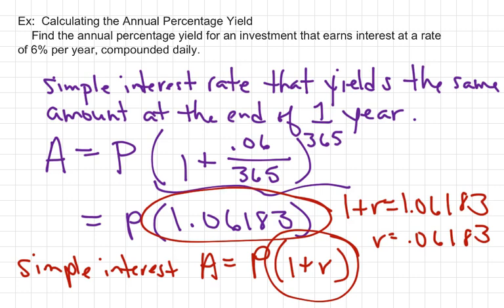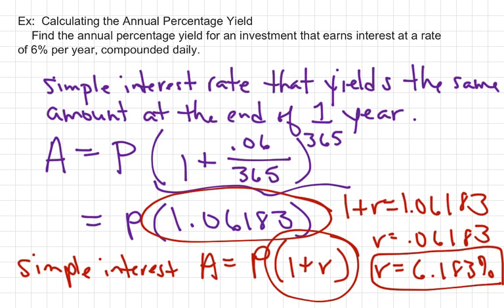Let's make that a percent again. To make it a percent again, you multiply it by 100, and we find out that the interest rate is 6.183%. So if I wanted to find the interest after 1 year, the interest rate would be 6.183%. I would have the same amount of money that I would get if the interest were 6% on the nose and I compounded daily.